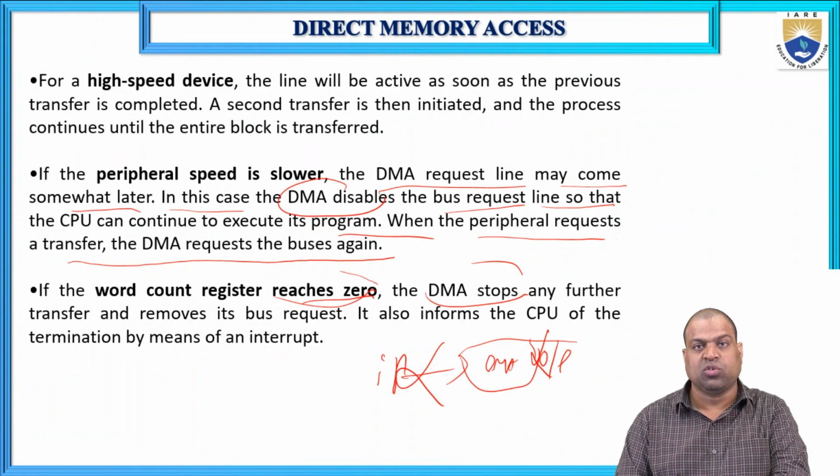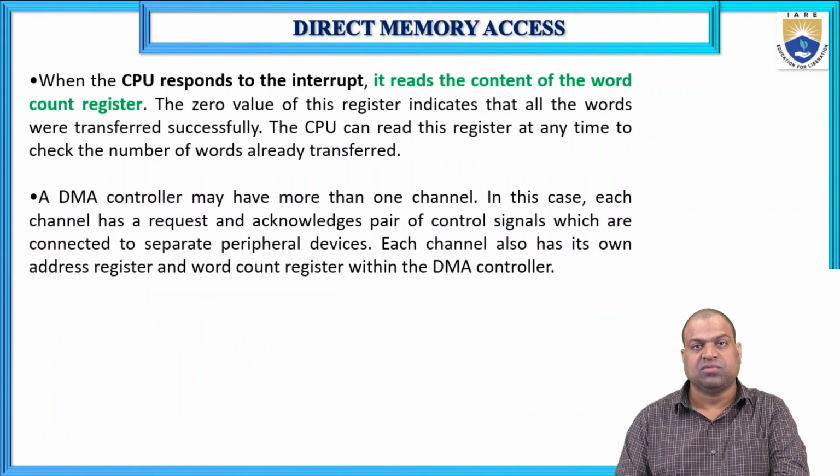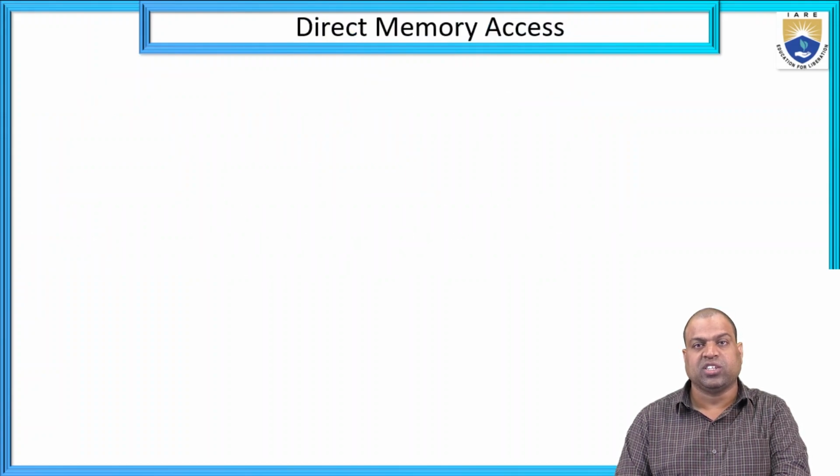It covers slower peripherals and high-speed devices, and the CPU response to the interrupt being enabled, and the CPU being disabled and the DMA control being enabled. So what is the data transfer?